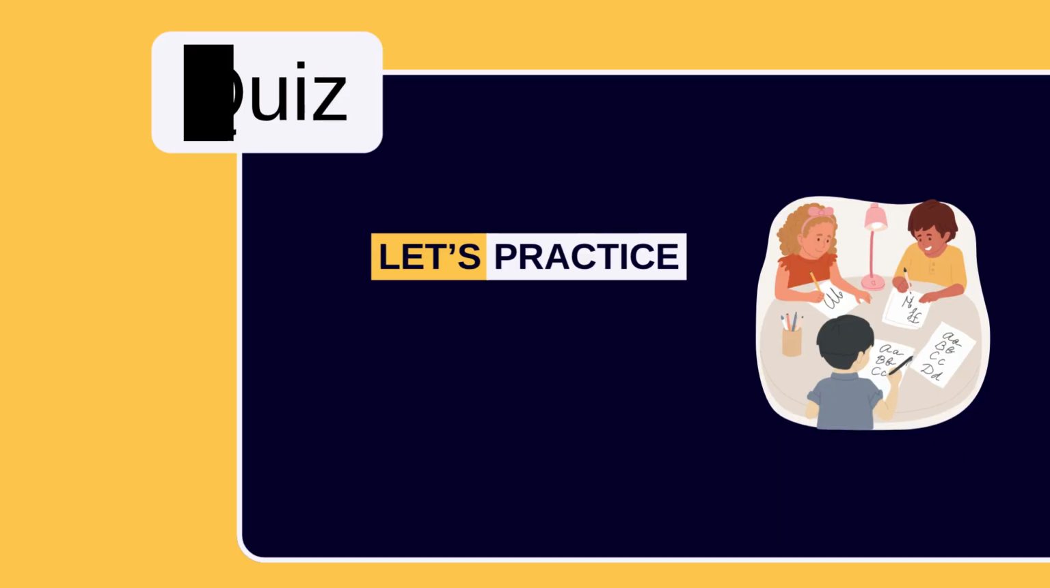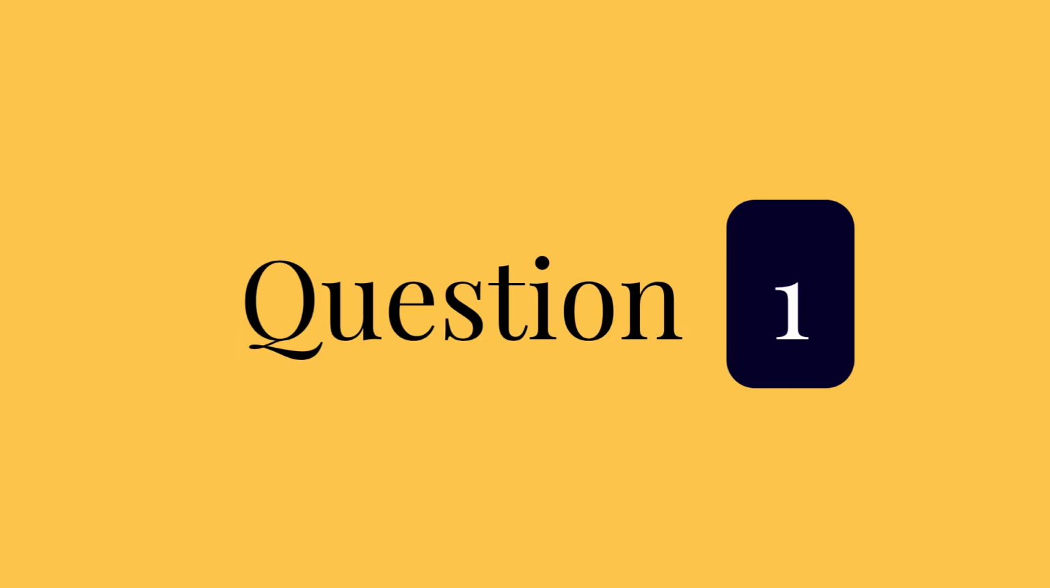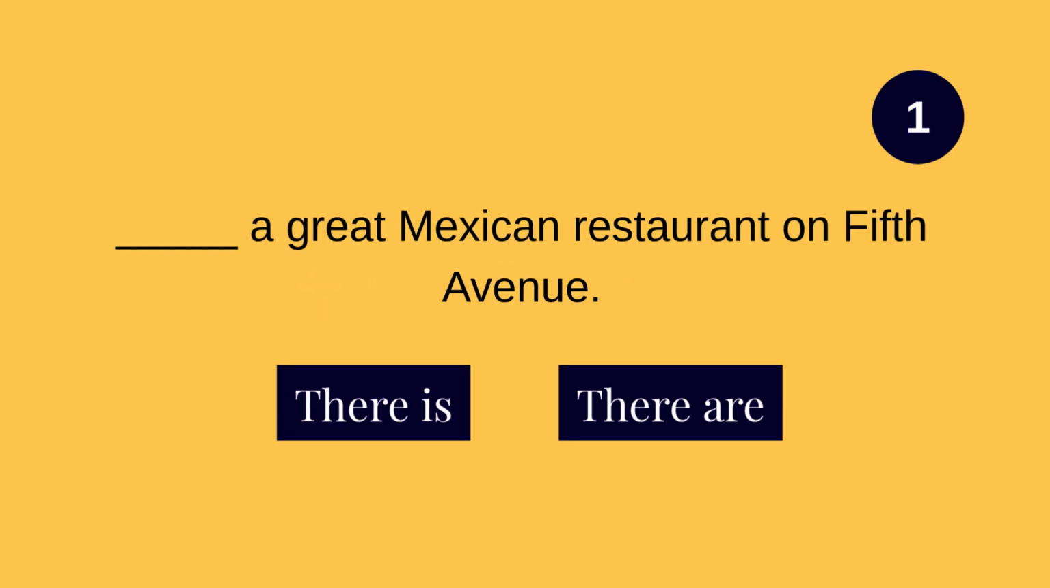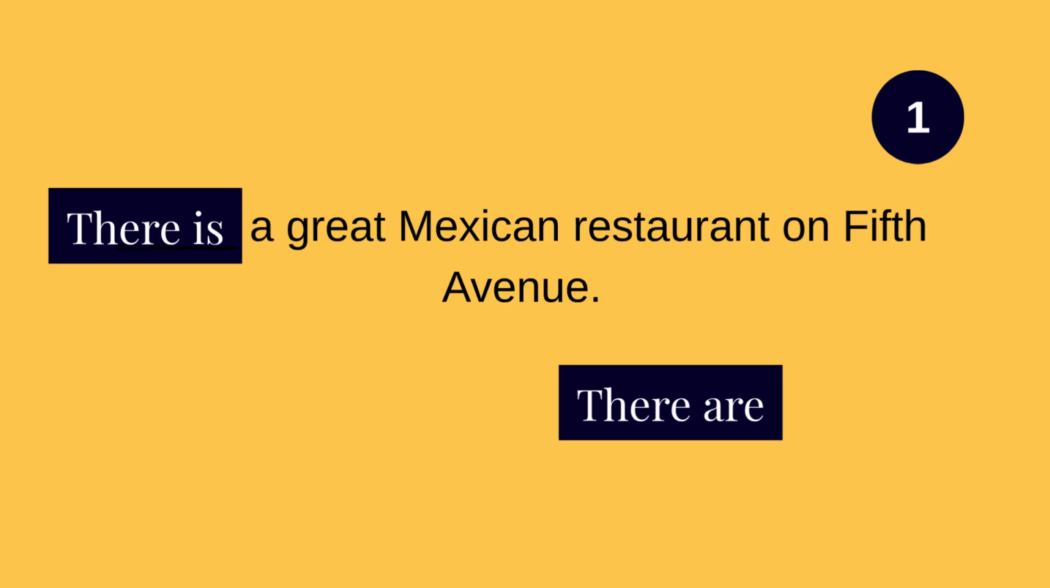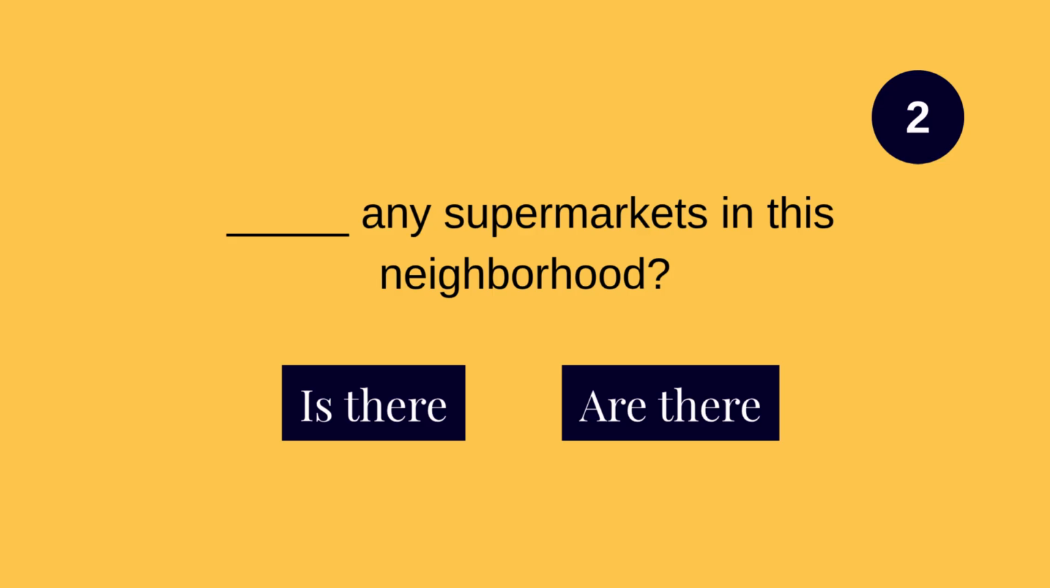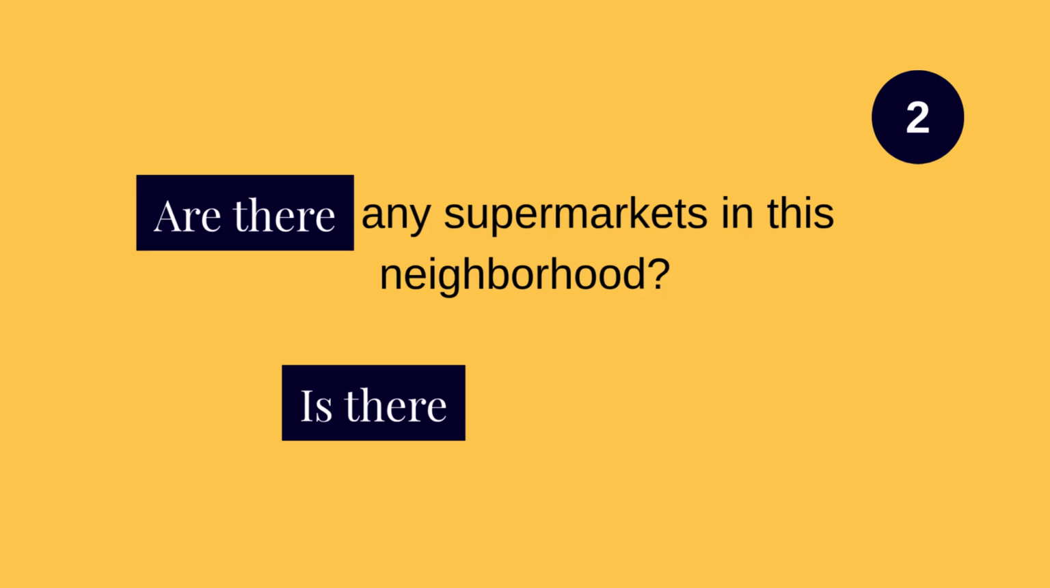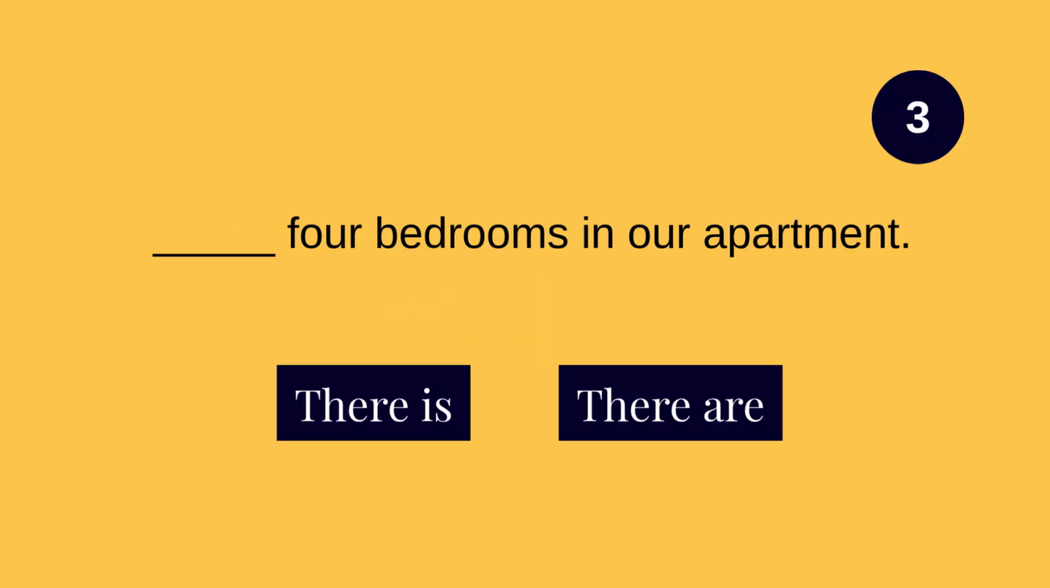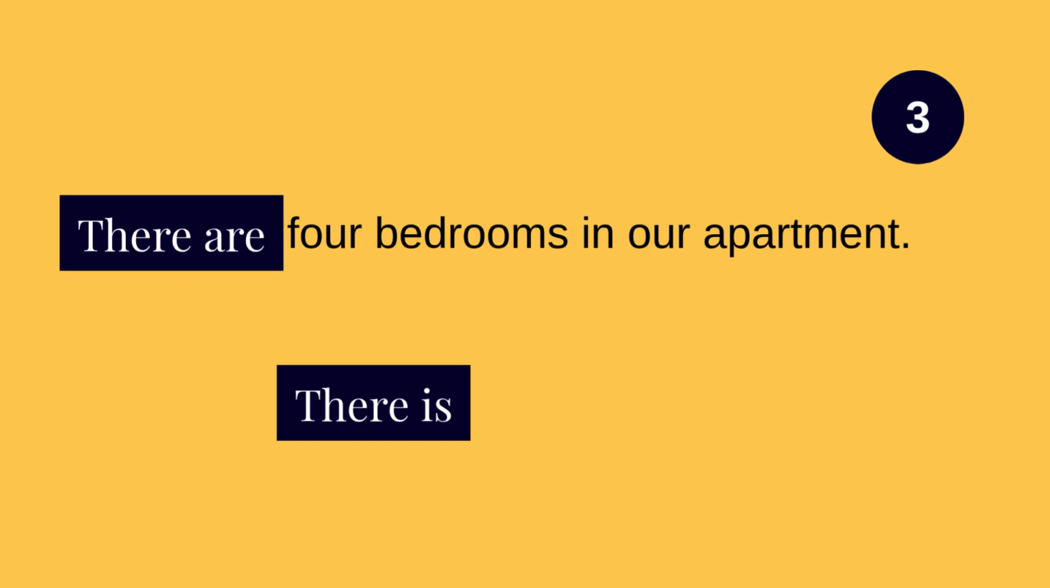Time to practice. Choose the correct form. Question 1. Answer. There is a great Mexican restaurant on 5th Avenue. One restaurant, singular. Question 2. Answer. Are there any supermarkets in this neighborhood? A question about more than one thing. Question 3. Answer. There are 4 bedrooms. 4 bedrooms, plural.